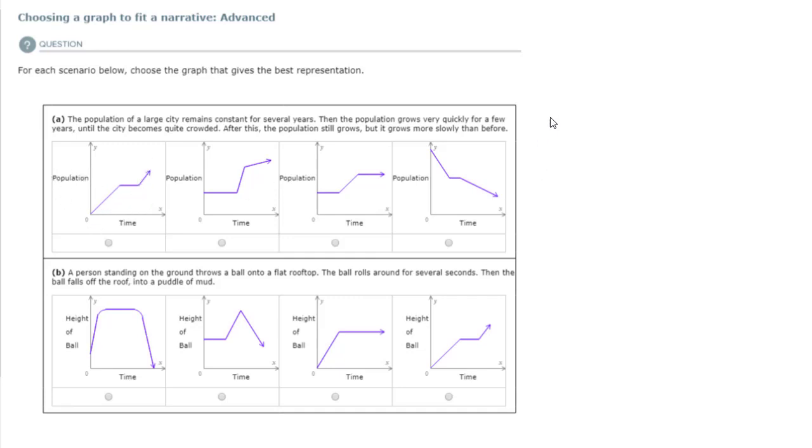There are three types of slopes you have to pay attention to: 1, 2, and 3. The first one is increasing. The second one is constant, staying the same. And the third one is decreasing, going down.